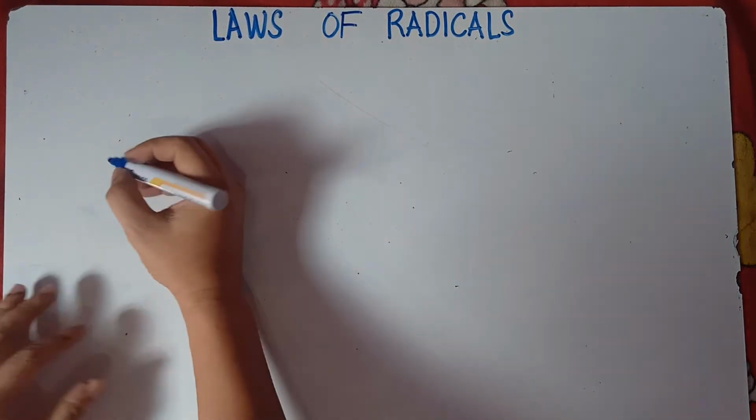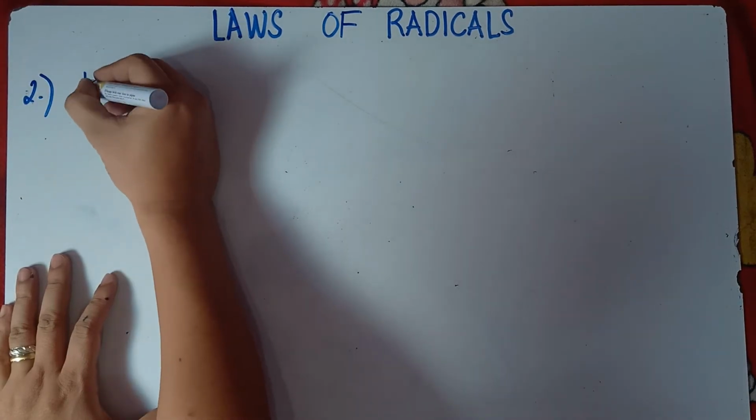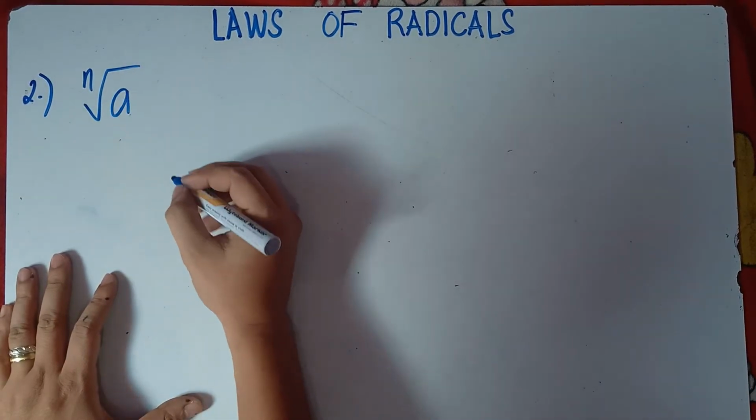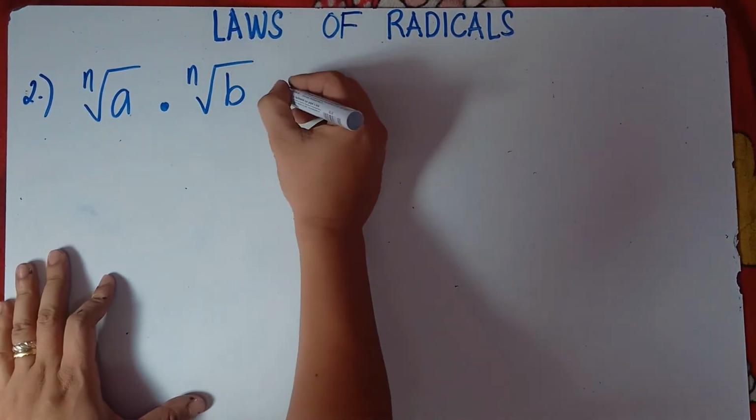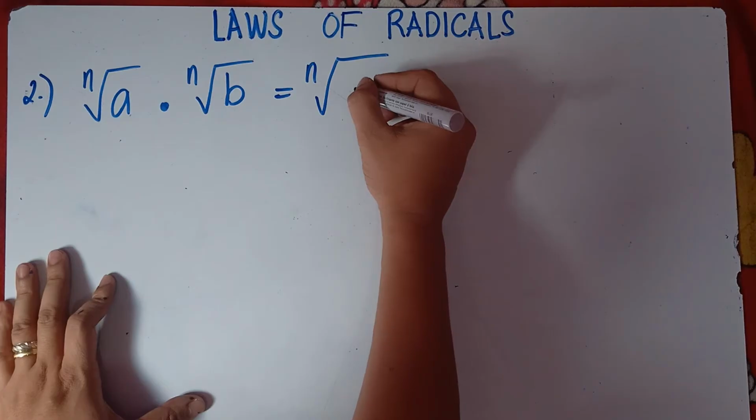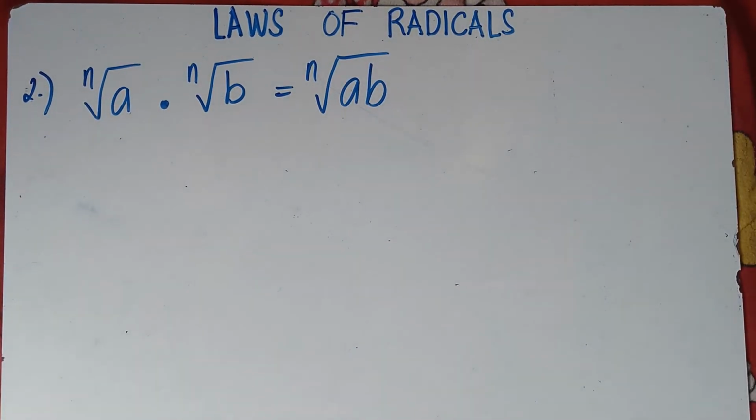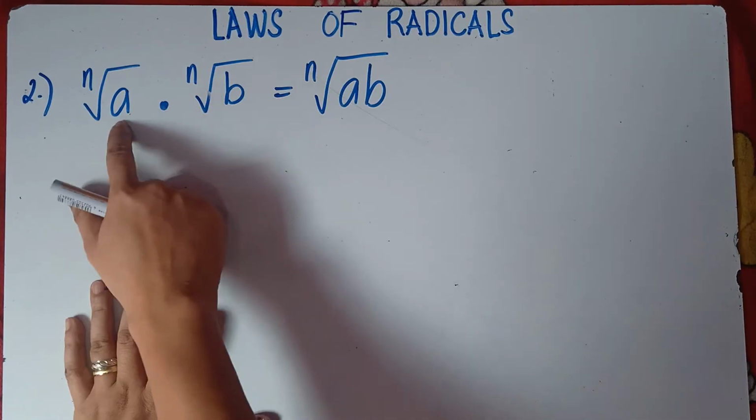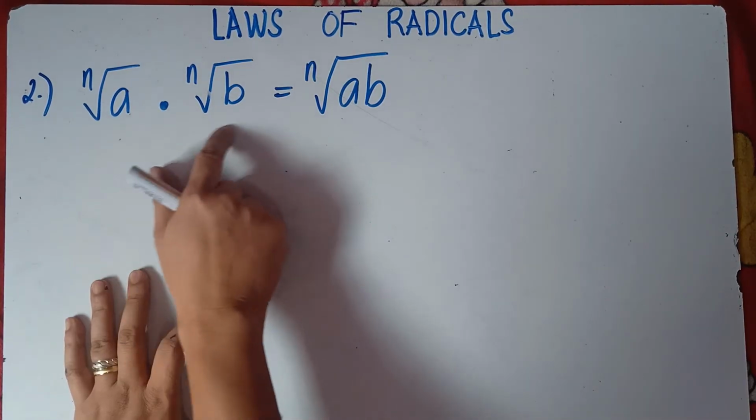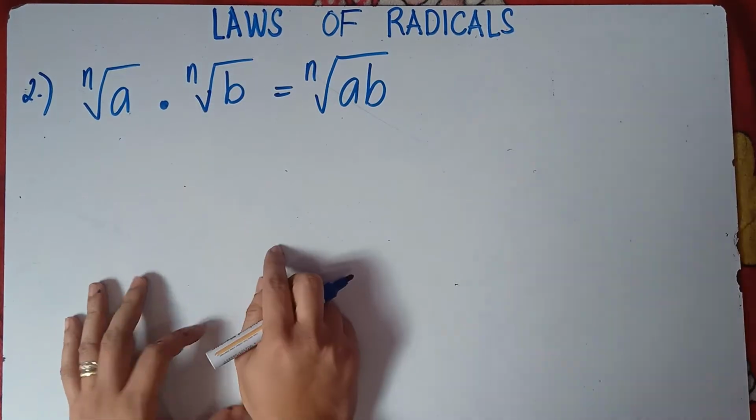Alright, rule number 2. In rule number 2, it says the nth root of a multiplied by the nth root of b is equivalent to the nth root of a times b. So, let's try an example, class. If they have the same index, simply copy the index and multiply the numbers a and b, or multiply the expression inside the radical symbol.